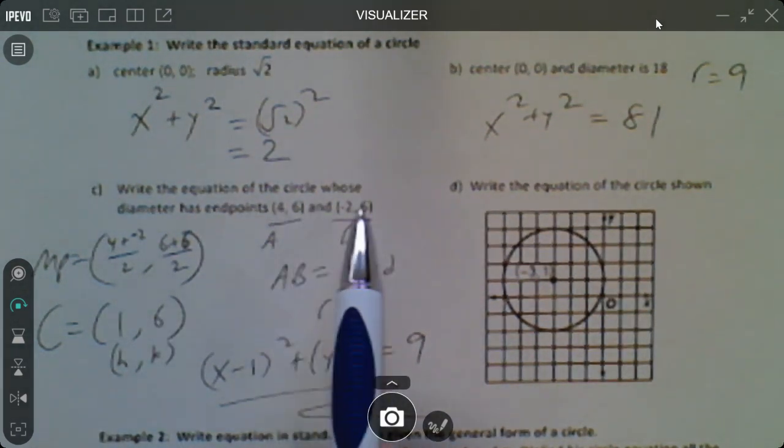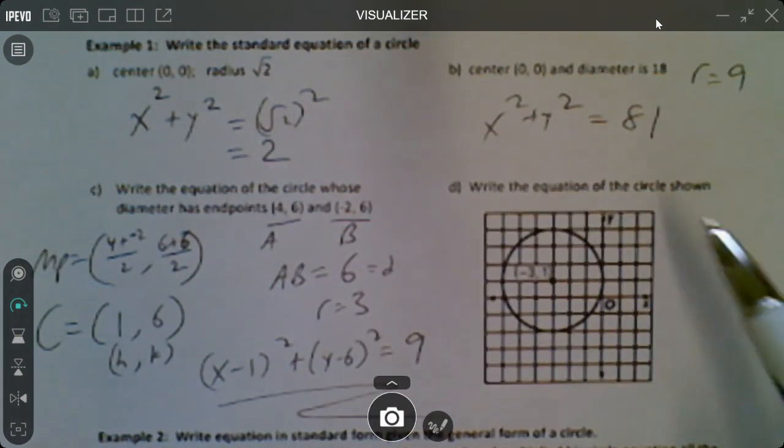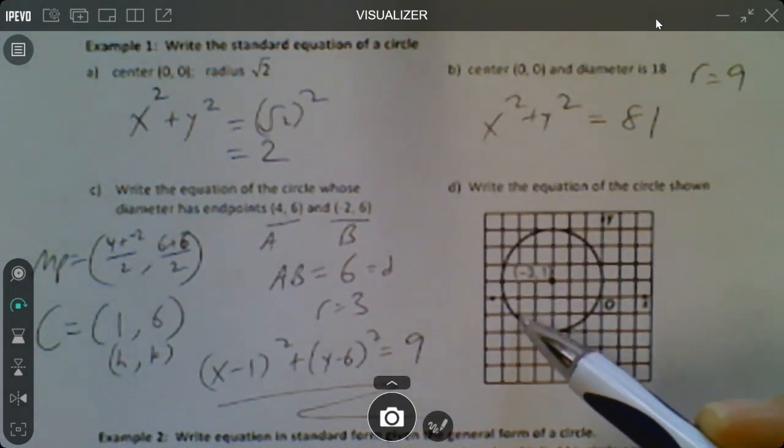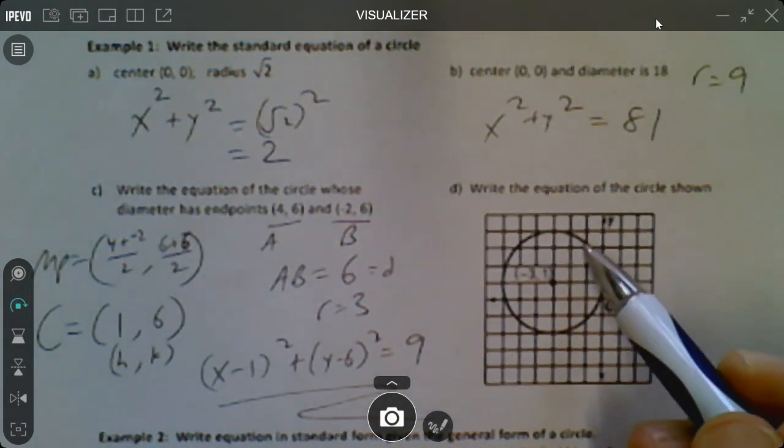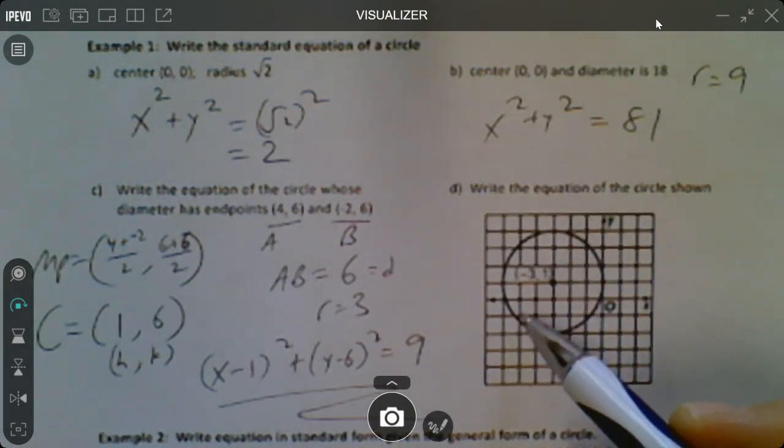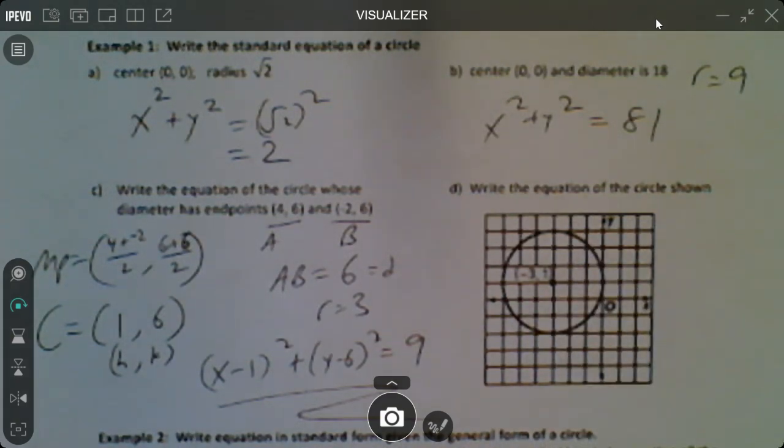So no matter what the 2 points are, if they're the endpoints of the diameter, right? If you know, let's say they gave us the diameter going this way. If we know what the coordinates are of those endpoints, we could find the distance and then just divide by 2 to get the radius. Then we would do the midpoint to find the center if they gave it to us that way.